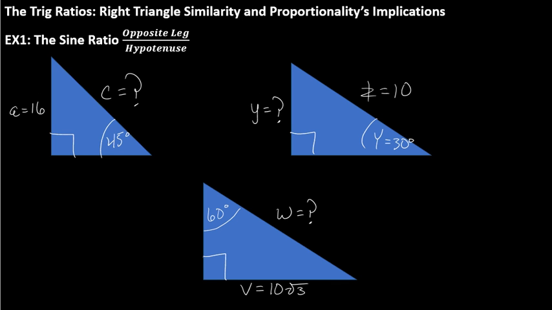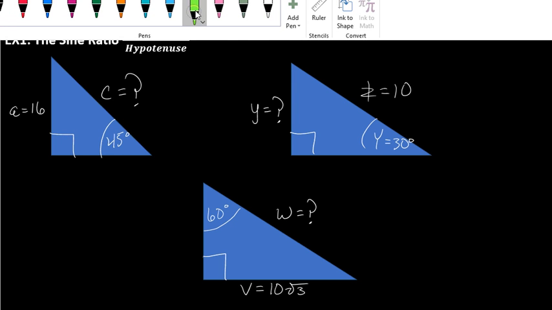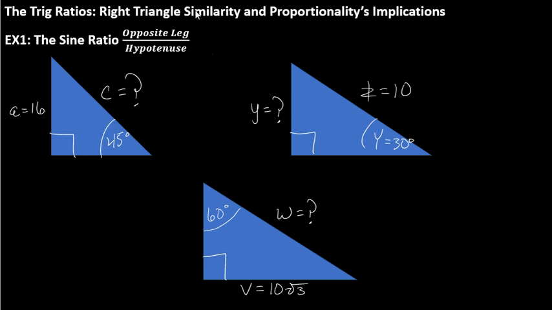Right, so let's start with the first trig ratio, the sine ratio. So first, here's some examples. We're given an angle and it's 45 degrees, and we're given this side here, and we want to find this missing hypotenuse, right? Well, we know that this is obviously going to be a 1 to 1 to square root of 2 right triangle.